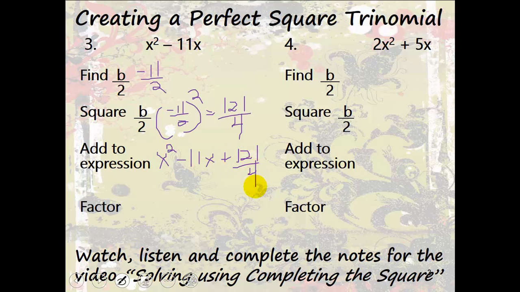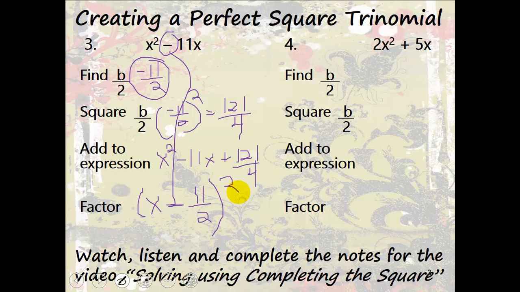And who wants to factor that? We do, because it's so easy. It's going to be x minus 11 halves. Don't go minus a negative, just go x minus 11 halves, okay? And then square that. All right?